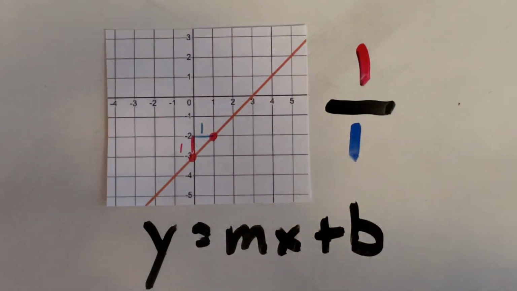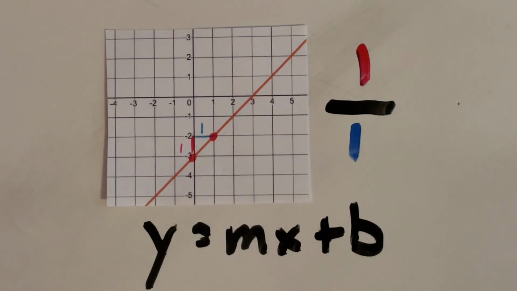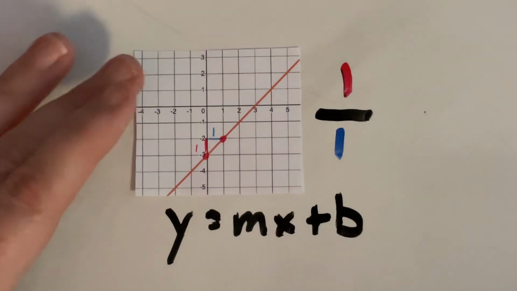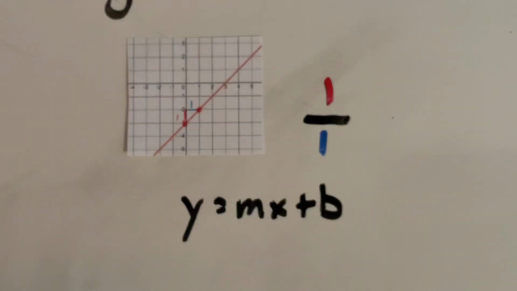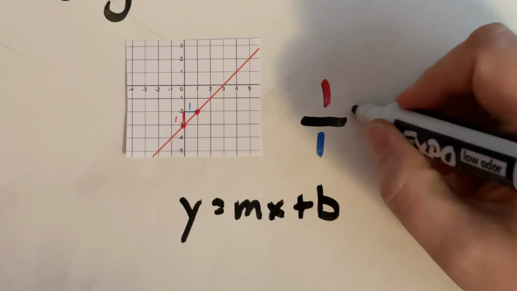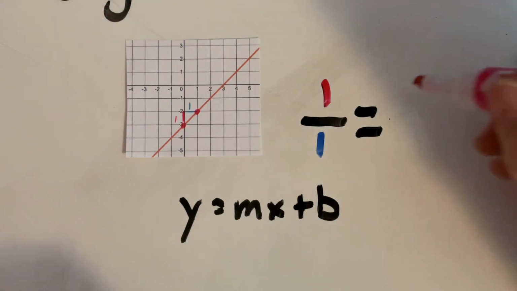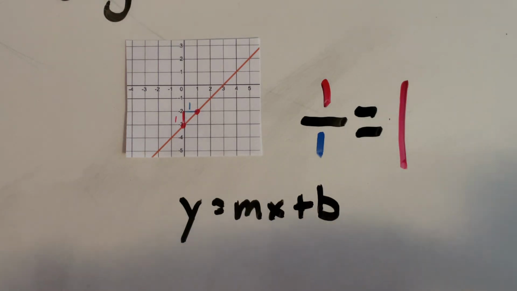Okay, now again, we want the most simplified version. Now, if I were to type in 1 divided by 1 on my calculator, it's gonna tell me that the answer is, surprise, surprise, 1. So let's make this a little more simplified. This is going to equal 1. Okay? Easy peasy, lemon squeezy.